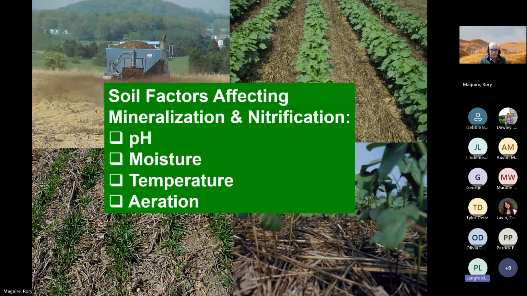And so some of the factors affecting mineralization and nitrification include pH, moisture, temperature, and aeration. Next slide, please.